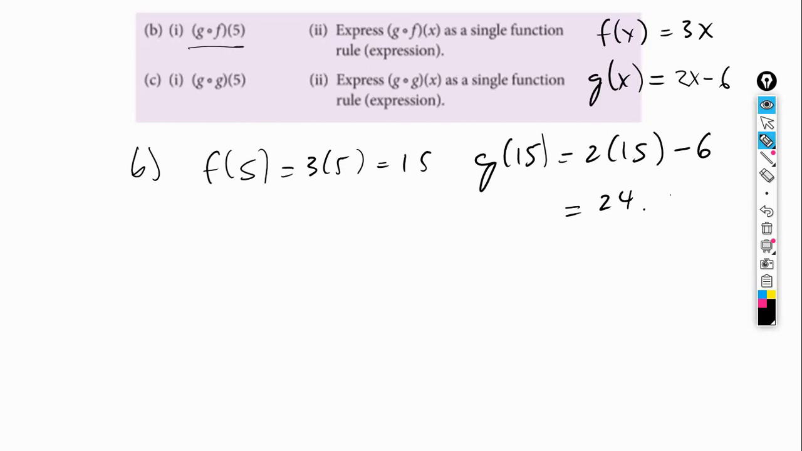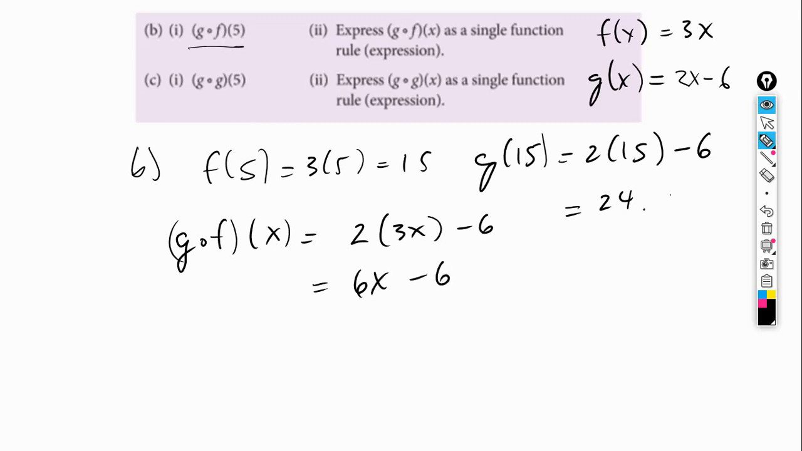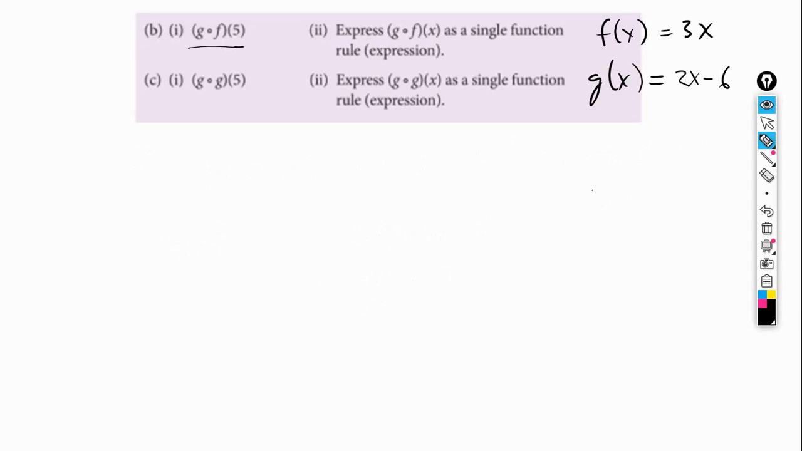Now they want us to do the same thing, but using it as a single function, or creating the single function, right? So this would be g of f of x, meaning plug f inside g, right? So this would be 2 times, instead of x, we write 3x, 2 times 3x minus 6, and this is going to be 6x minus 6. Notice that if we plug in 5 directly here, we're going to get also 24. So now let's focus on part C.